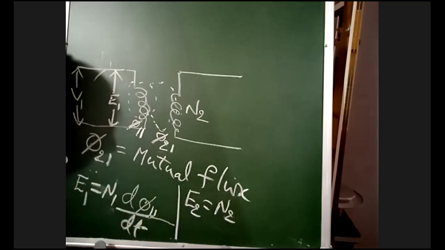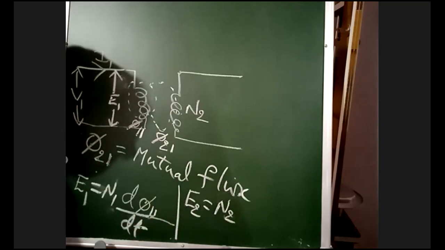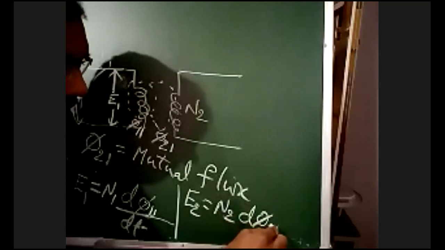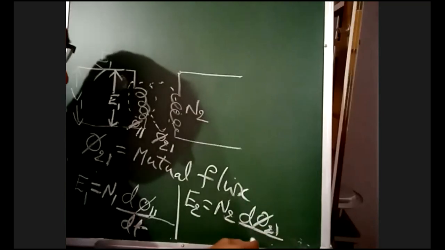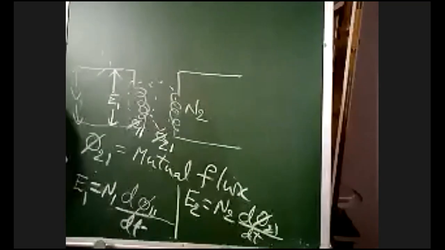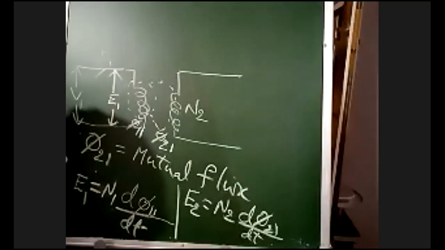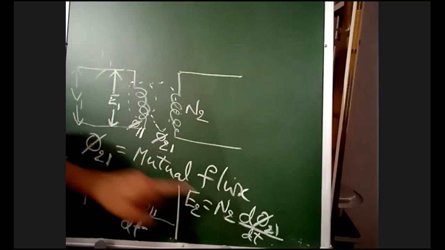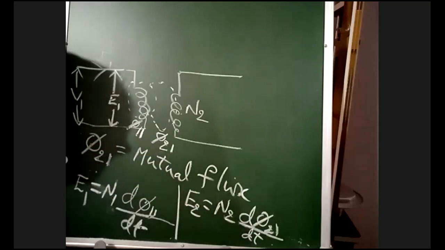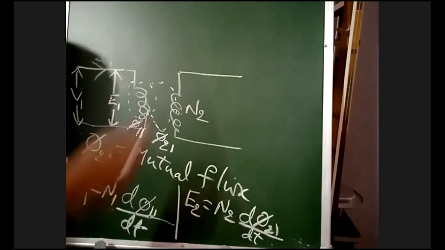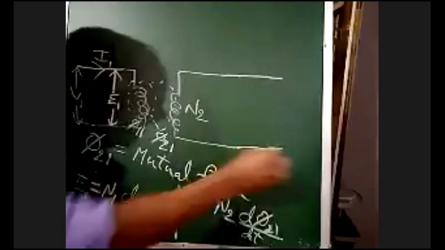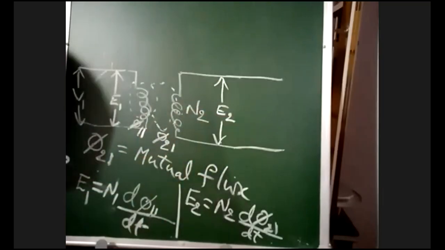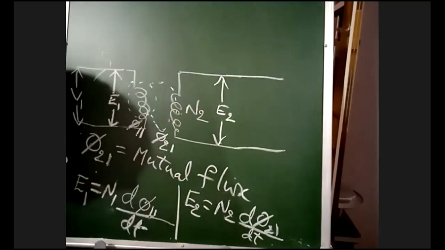Now, what is the EMF induced in the second coil? E2 is equal to N2 into d phi 21 by dt. This is the EMF induced in the second coil, the voltage induced in the second coil.